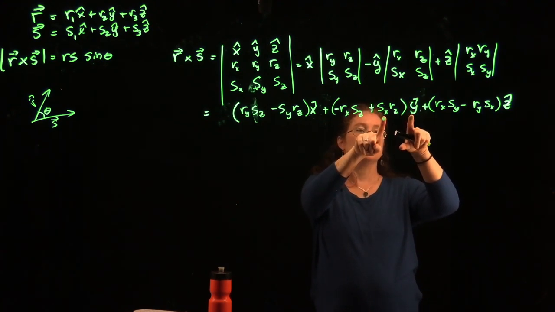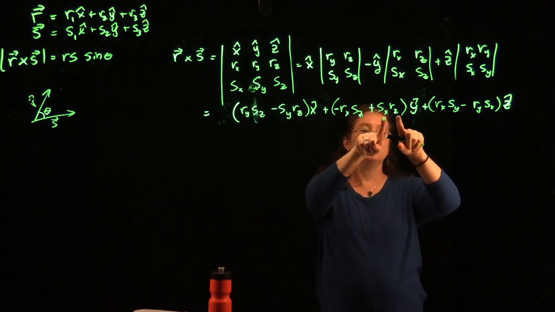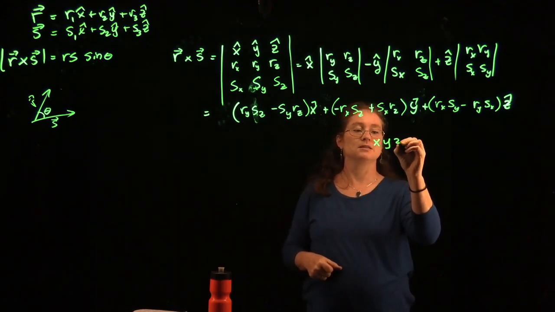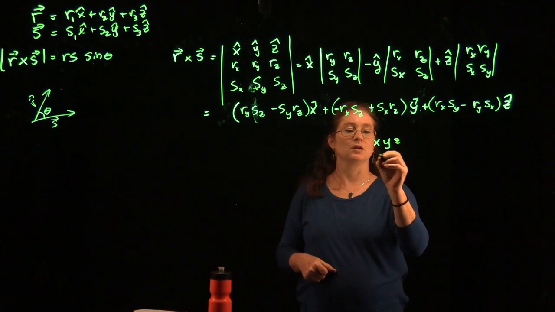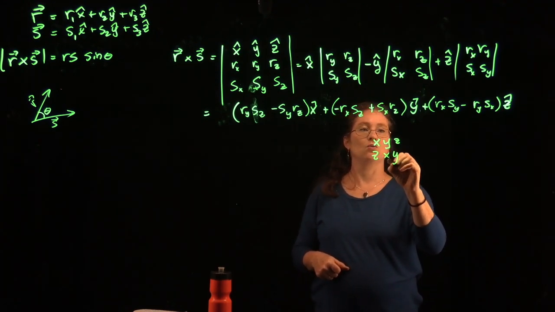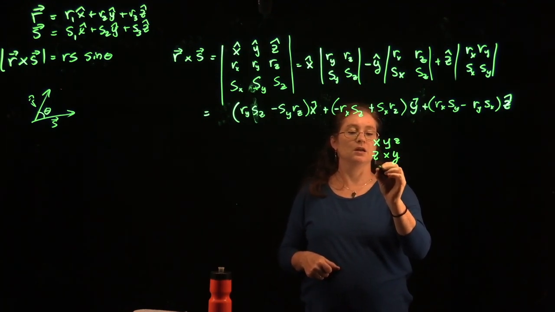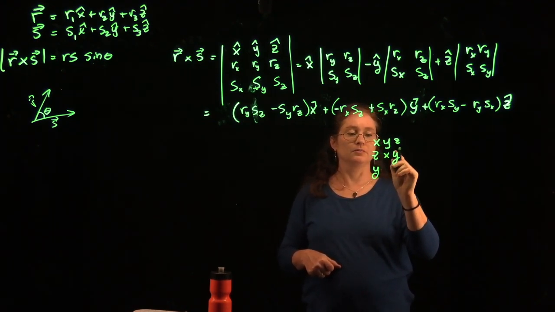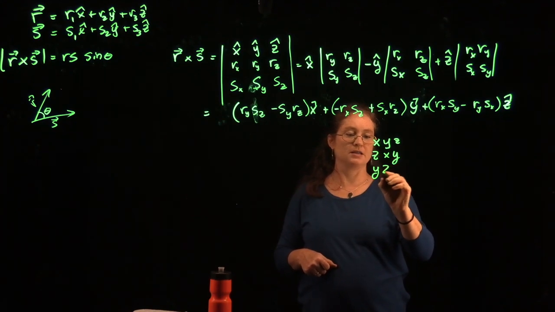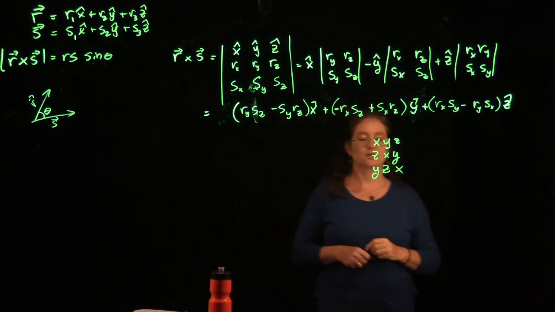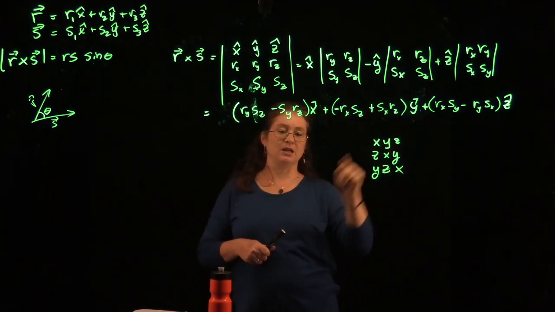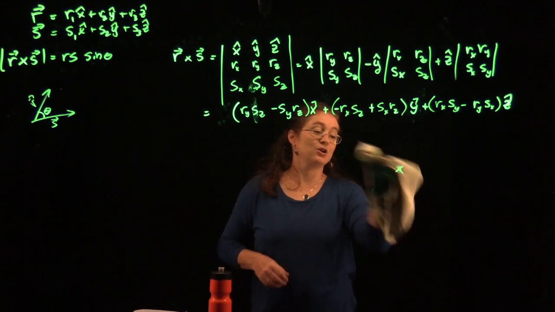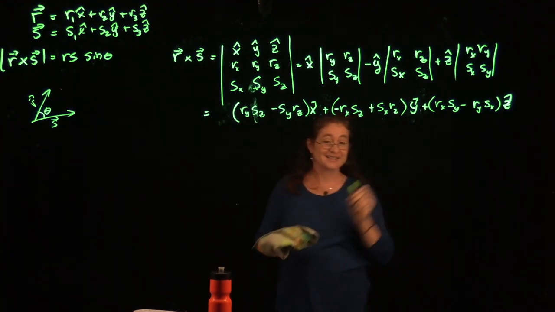Y, z, x is positive because here you can rotate it. So x, y, z is positive. Z, x, y is positive. And y, z, x is positive. If you can rotate them and it goes in order alphabetically, it is positive. If it goes the wrong direction, it is negative.